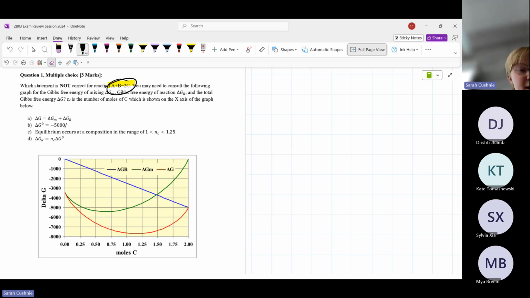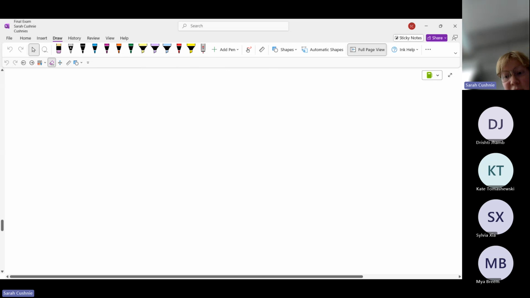So the first one is delta G is equal to delta GM plus delta GR. We just said that that's true because that's kind of the definition of the total Gibbs free energy of the reaction. The next is that delta G naught is equal to negative 5,000 joules. And so for this one, we have to understand what is delta G naught. And this, oh, I'm just going to make sure that I'm not going to tell you guys the wrong thing.